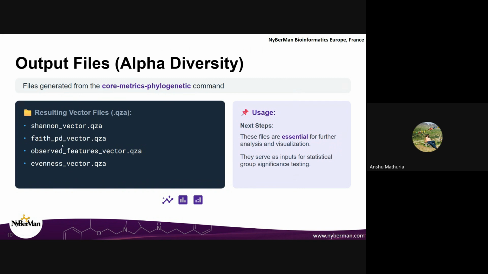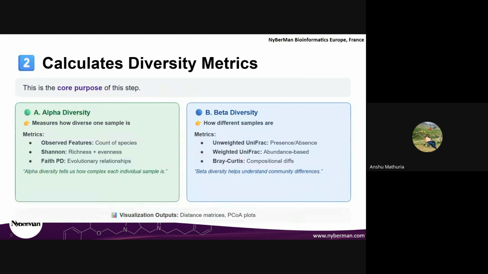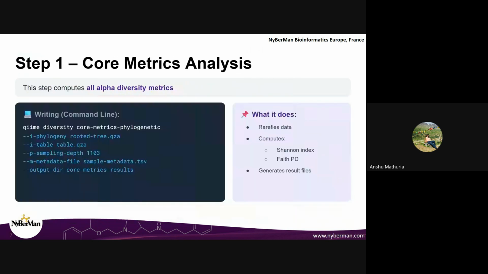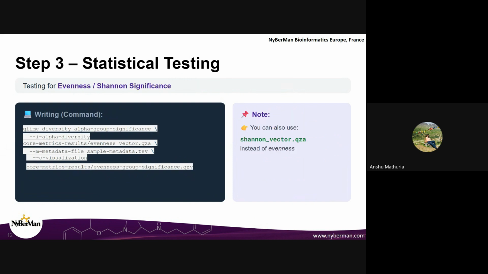Now we will convert these Shannon and Faith PD .qza files into .qzv files where we can analyze this data in a more visual format. These files are used for the visualization part and the significance testing part. After the 4 metrics analysis, we move on to the next step, that is the statistical testing. One statistical test will happen with the Faith PD command, and another will happen with the evenness command.